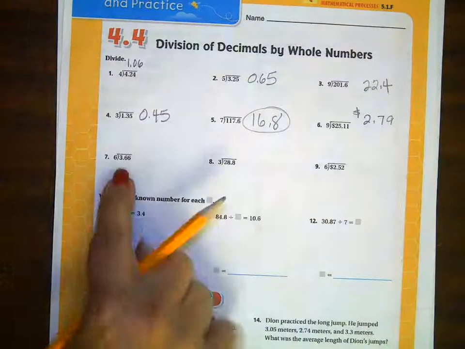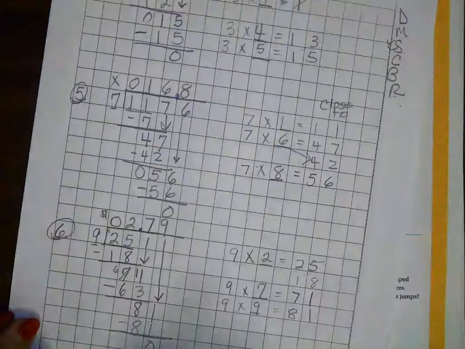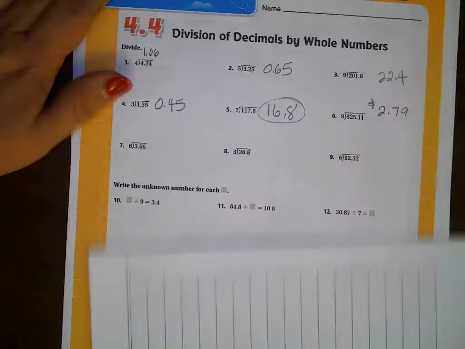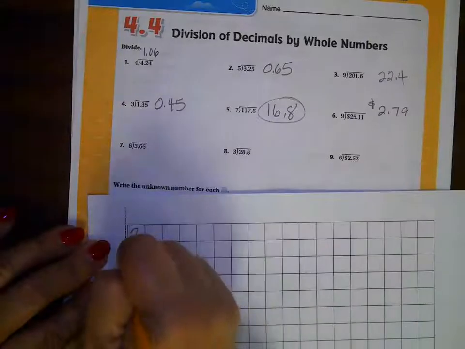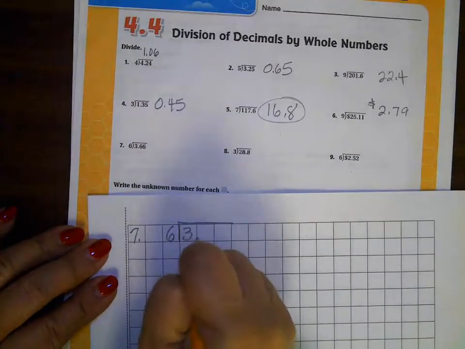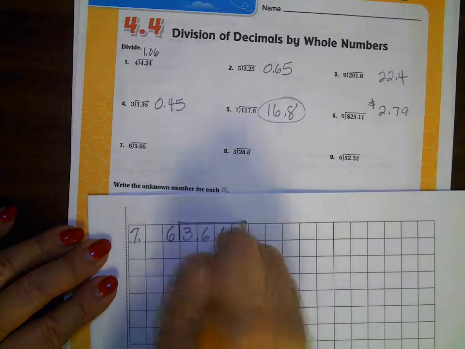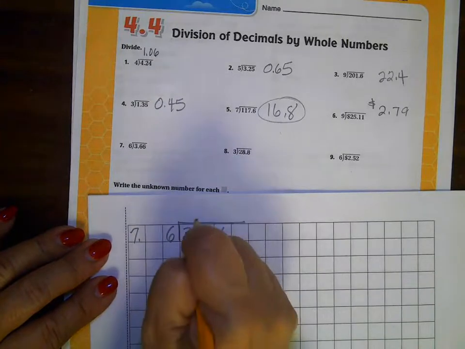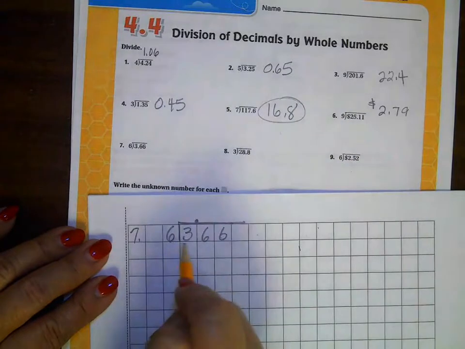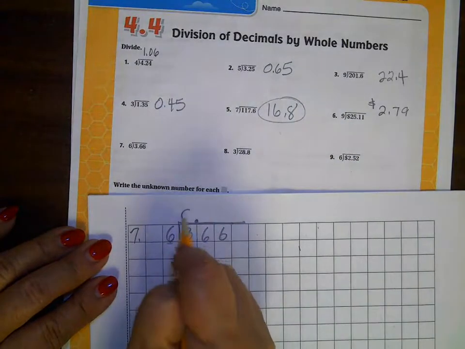Let's look at number 7. I'm not going to have any room here on this page, so I'm going to go to the next page. This looks like it'll be easy. So I'm going to move my decimal up and erase this here. Okay, so I have to look at this 6. This number has to be 6 or more. It's not, so I'm going to put a 0.